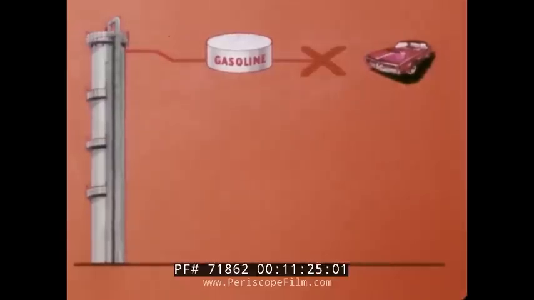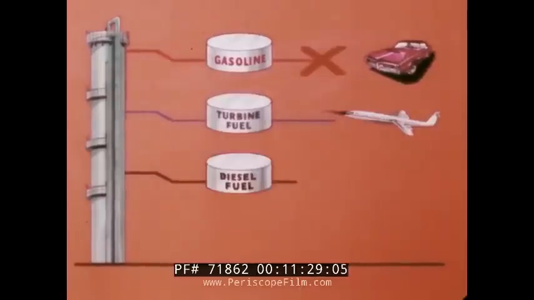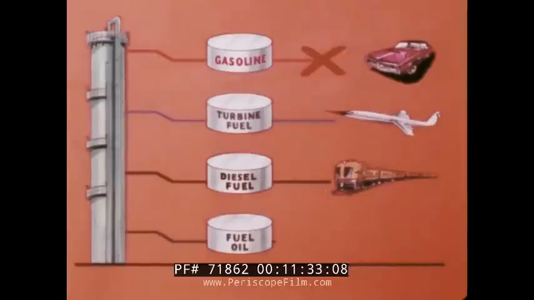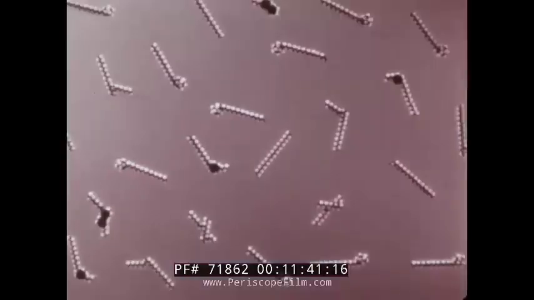For another, when enough gasoline, turbine fuel, and diesel fuel are distilled, a lot of heavy fuel oil is produced as well. By using another process, cracking, heavy oil can be converted into high-octane gasoline.